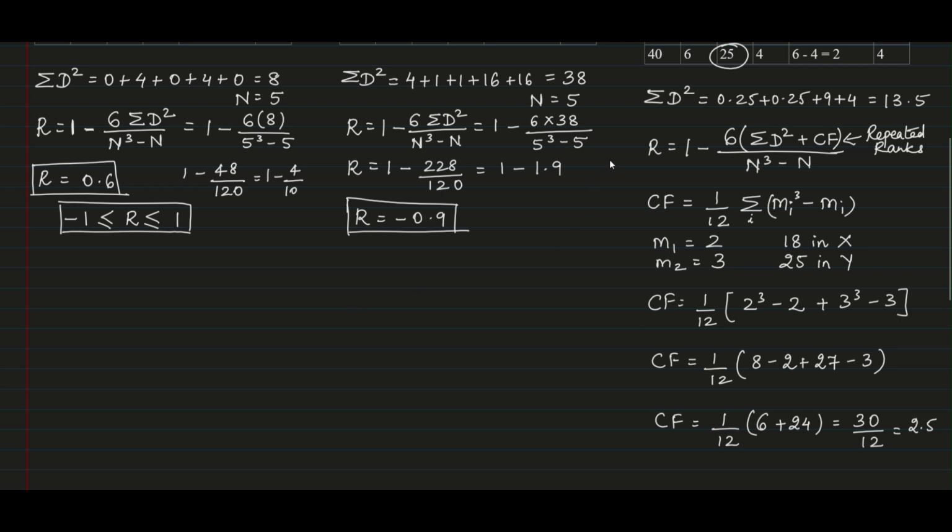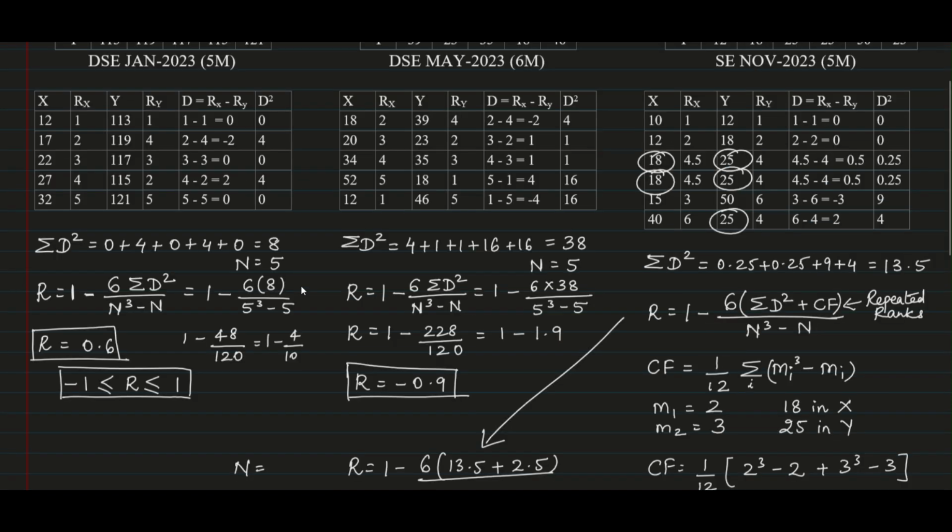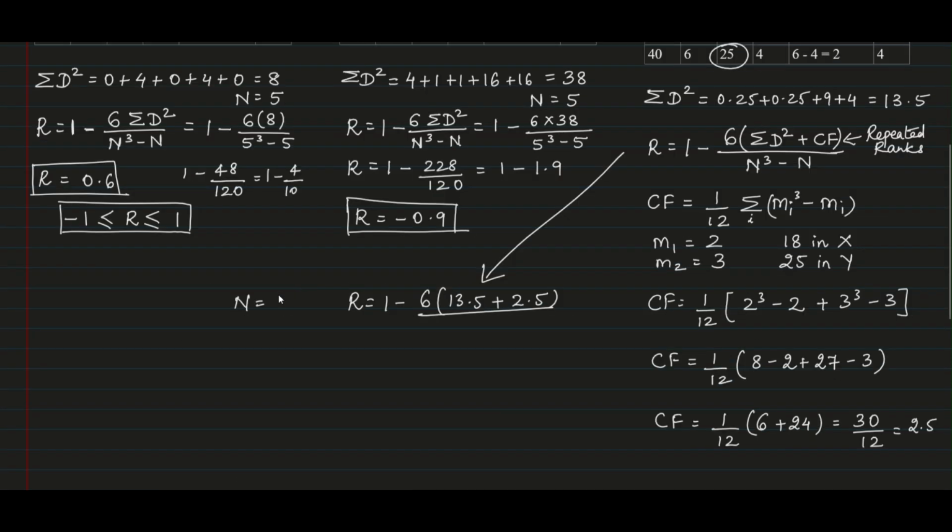So let's now calculate the R over here. R is 1 minus 6 times summation d square, which is 13.5, plus correction factor 2.5, upon n. N for this data set is 6. We have 6 values. So 6 cube minus 6.